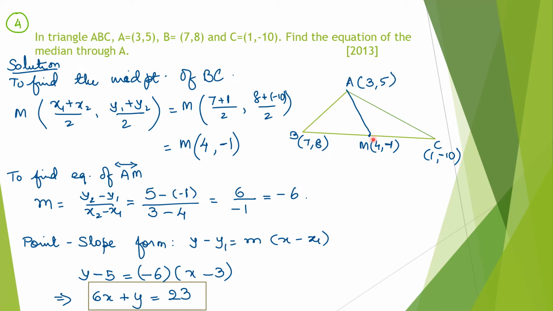Now I have to find the equation of AM. Equation of AM, you have 2 points. So first find the slope and then use the point and slope form: y minus y1 is equal to m into x minus x1. Next one.